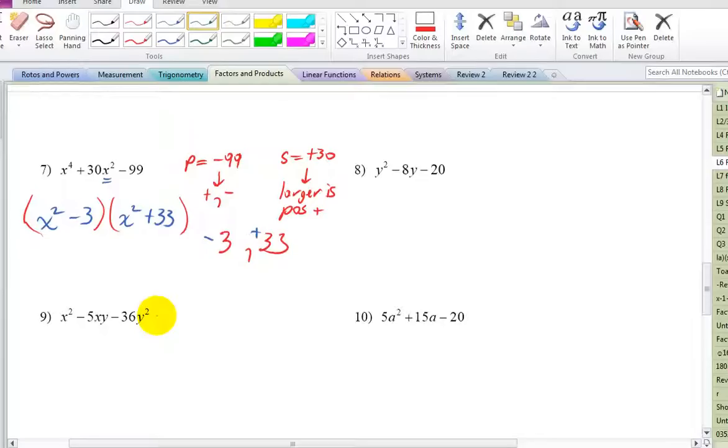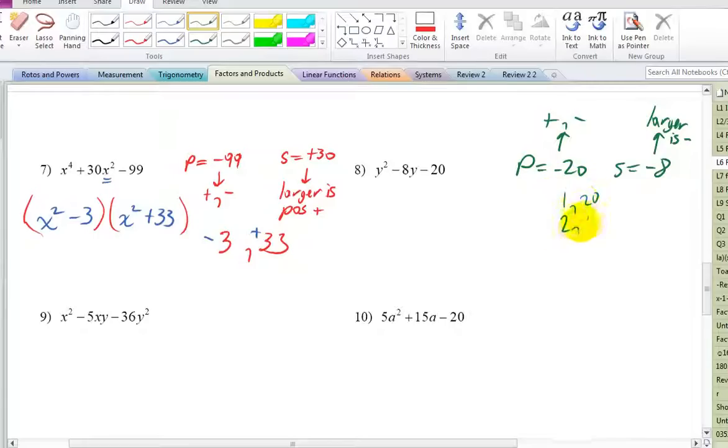Okay. Number 8, go for it. All by yourself. I'm not going to help you. Okay, so this time our larger is negative. 1 and 20, 2 and 10, 4 and 5. What could it be? What's the full complete factors?